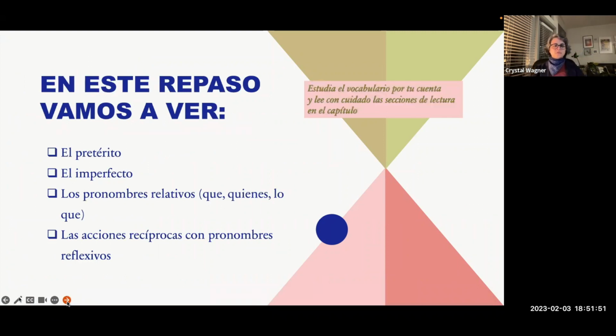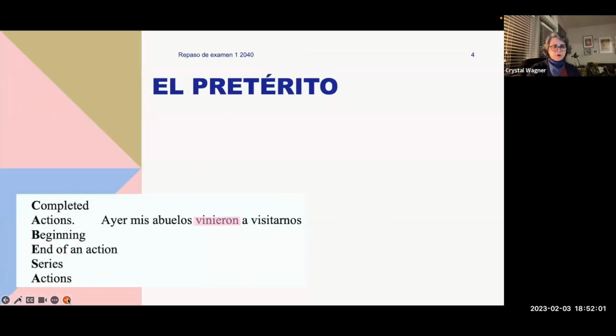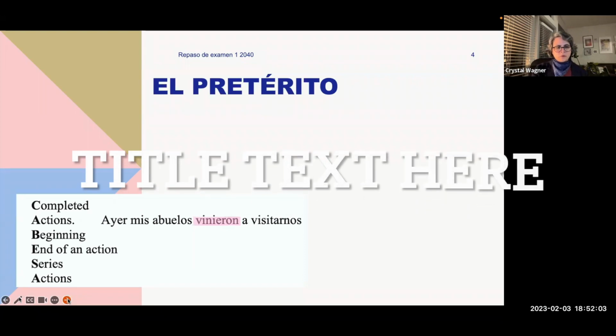En este repaso, for this review, vamos a ver el pretérito, el imperfecto, los pronombres relativos y las acciones recíprocas. Let's start with the preterite, el pretérito. So I have a little acronym here that will help you remember.